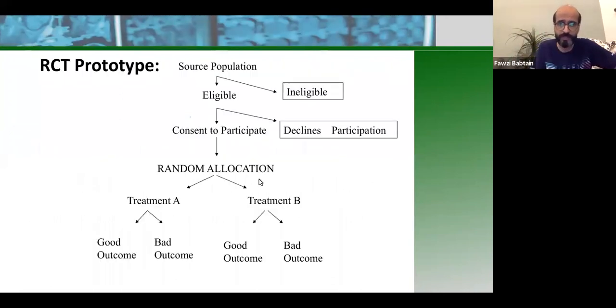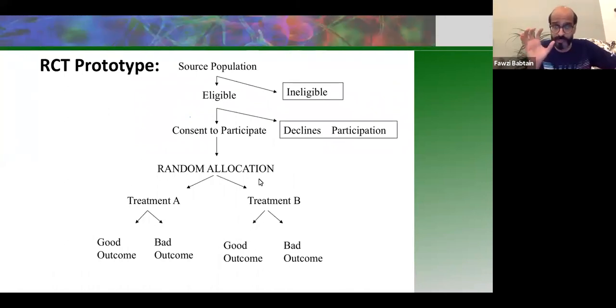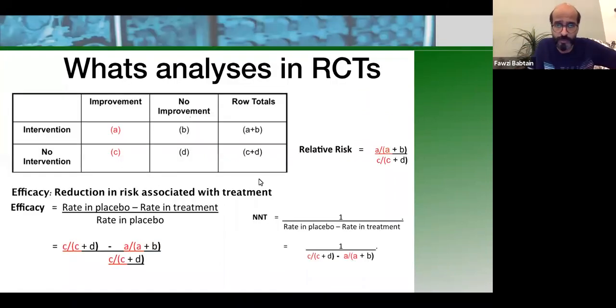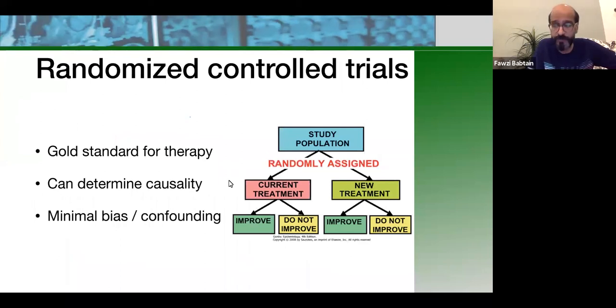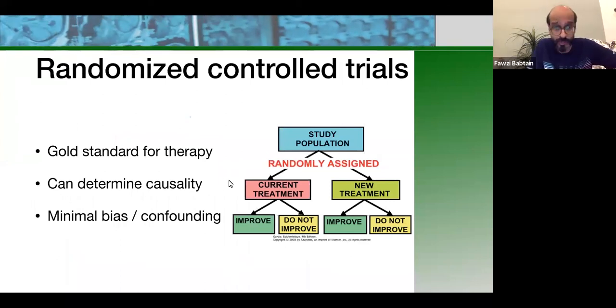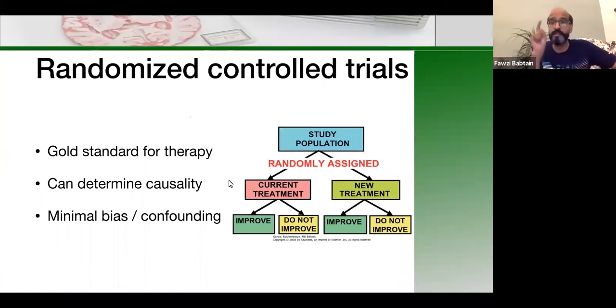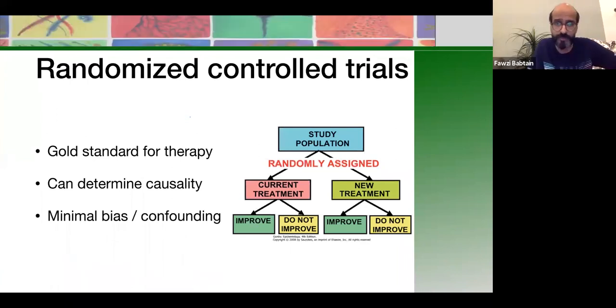This is the usual scheme of the randomized control trial. You have eligible groups. You have to be very specific, exclude some, and then you randomize them to two groups. You observe the outcome, good outcome or poor outcome. This is the gold standard for therapy. This is very good for causality, of course. If I give you this medication, it leads to a reduction in blood pressure. So this medication causes the reduction in blood pressure. Minimal bias and minimal confounding.